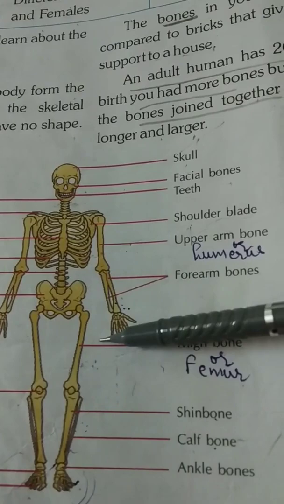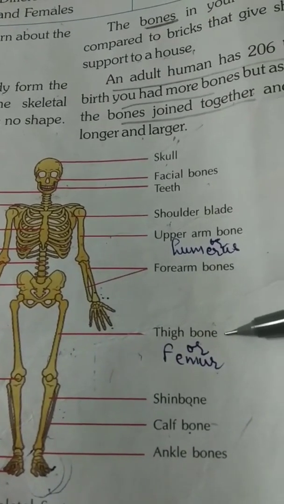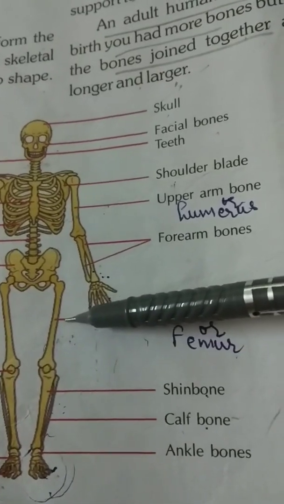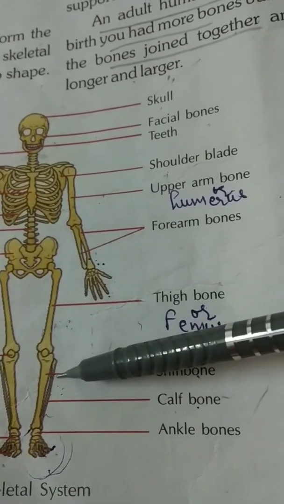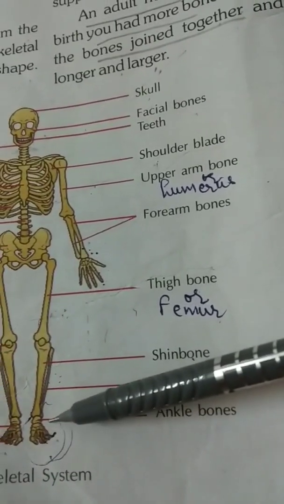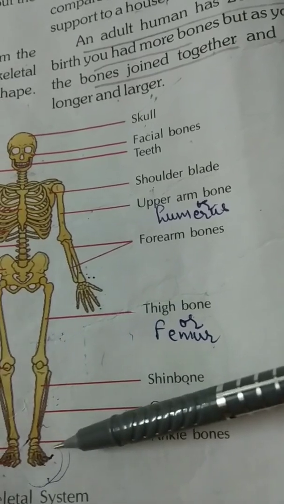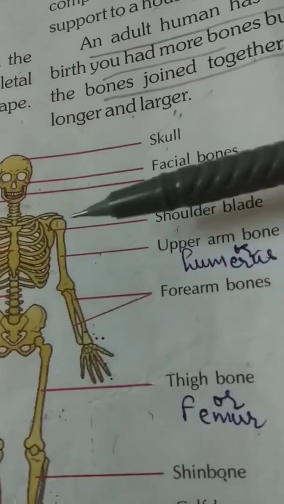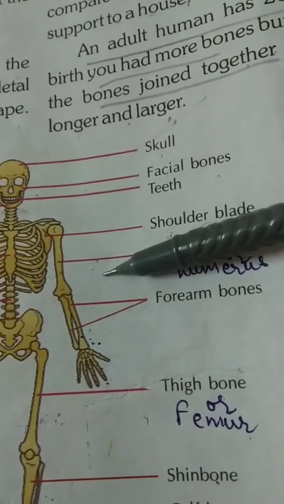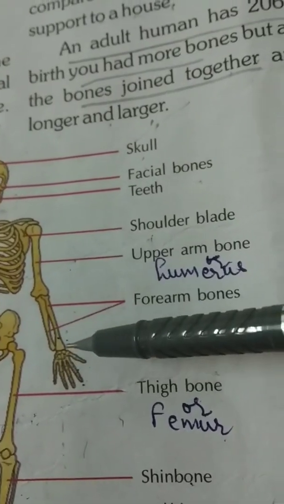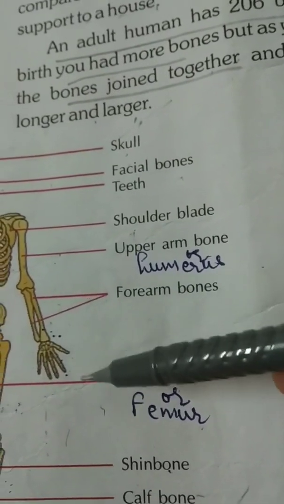The upper part of the leg, the thigh bone, we call the femur. It is the longest bone of our body. The other two bones at the lower part are the shin bone and the calf bone. The ankle and foot have small bones; 26 small bones are present in the ankle and foot. At the arm side, the upper arm is known as the humerus, and the lower two arm bones, wrist and fingers have 27 small bones.